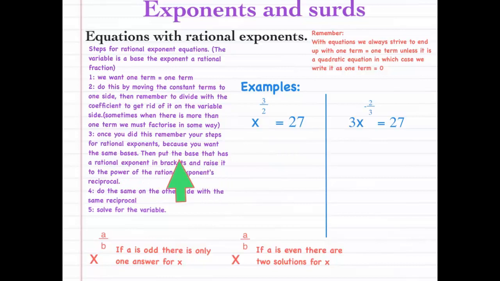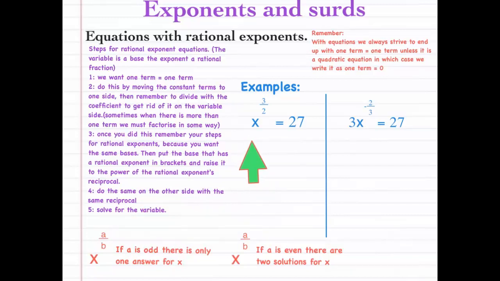Then put the base that has a rational exponent in brackets and raise it to the power of the rational exponent's reciprocal. Now I'll go through these steps as we do it, but a reciprocal is basically when we have a fraction and the fraction's reciprocal is when we flip the fraction around, right? So do the same on the other side with the same reciprocal, because what we do on the left side we must do on the right side, and solve for the variable.